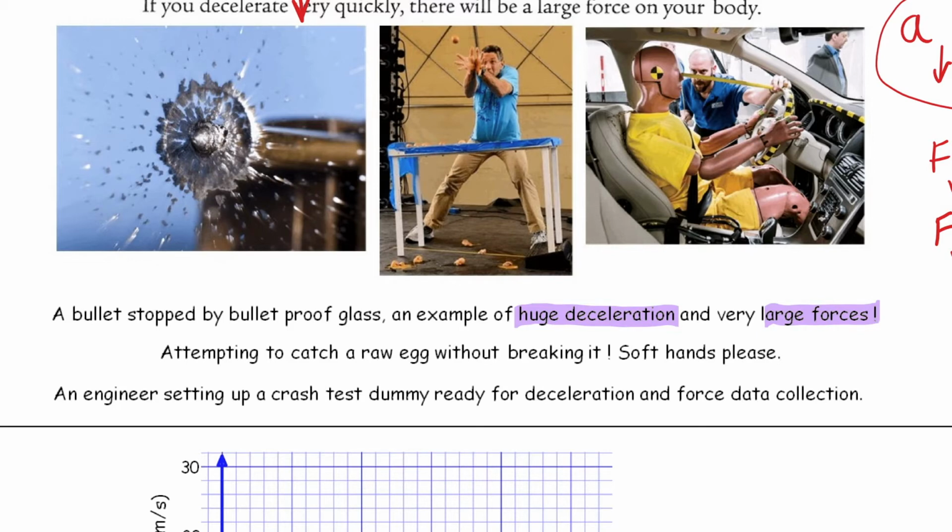You've got this gentleman here trying to catch some raw eggs without breaking. So to do that, we say you need soft hands, like catching a hard cricket ball. Because soft hands mean that your hands move as you're catching the cricket ball or the egg, increasing the time it takes for that egg to come to a stationary position. Smaller force. Smaller force means you've got less chance of breaking the egg.